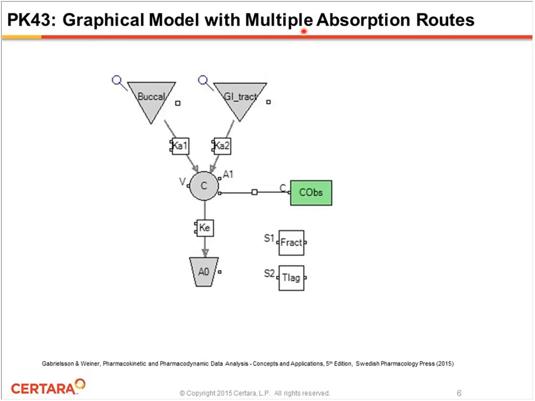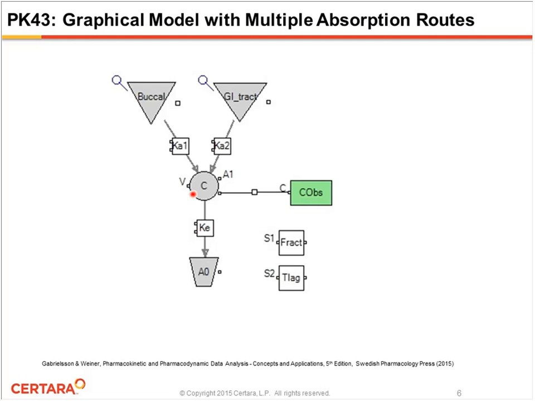For the graphical model in the Phoenix model object, you access this by clicking Edit as Graphical, and then you can edit the model in a graphical form. You have a toolbar palette that you can use to add different compartments and different aspects to the model. In this case, we see that this is the central compartment, the blood plasma, which has a volume of distribution, an amount, and then the concentration is the amount divided by the volume, and one can take samples here with this green observation block.